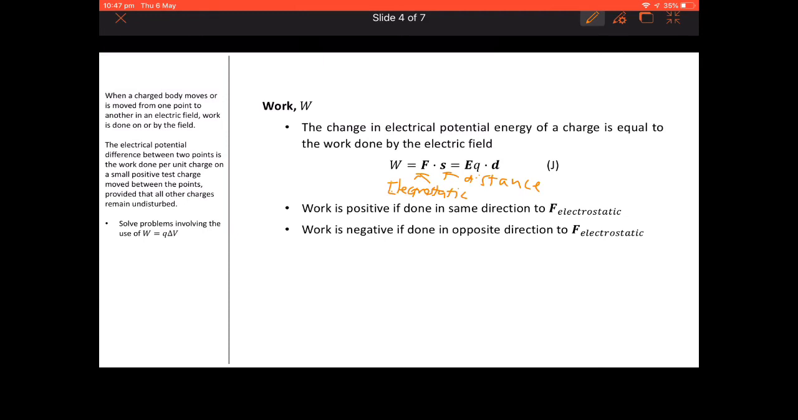Now work is positive if it's done in the same direction to the electrostatic force. It's negative if it's done in the opposite direction to the electrostatic force. And what this is saying essentially is that by doing the work in the opposite direction, we're gaining energy. So the work that is being done is negative. In this situation, we're losing energy, so the work that is being done is positive because it's in the same direction as the electrostatic force.